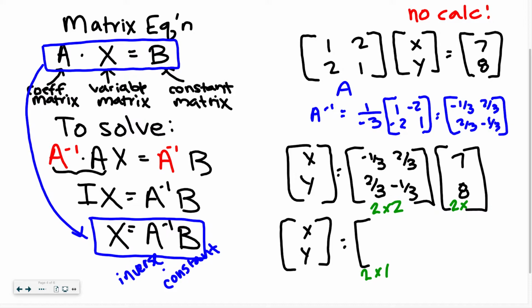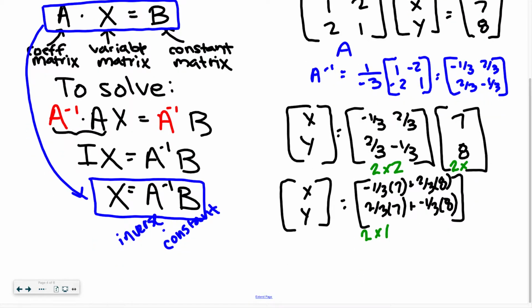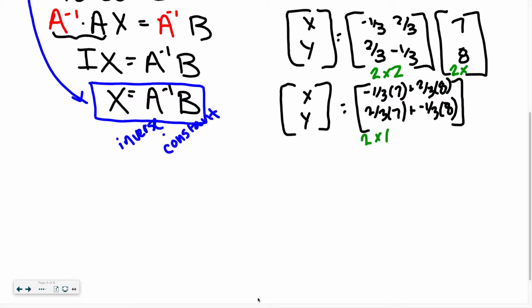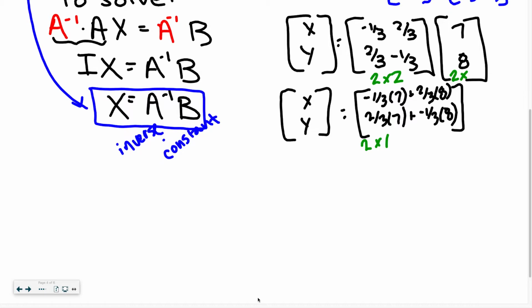So that's going to be negative 1/3 times 7 plus 2/3 times 8 for my first entry. And then it's going to be 2/3 times 7 plus negative 1/3 times 8 for my second entry. Just doing matrix multiplication, which we practiced on Friday. And it can feel like, oh my gosh, what am I going to do with all these fractions? But if you keep the same denominator, it will actually work out really nicely.